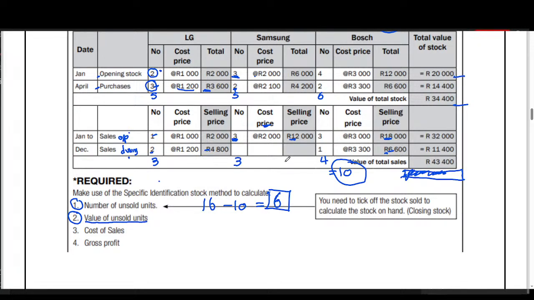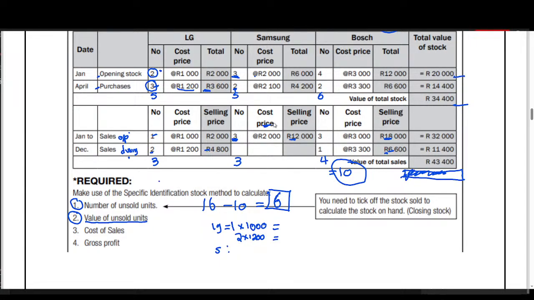Okay, so we start with LG again. How many items did we sell in LG? In LG, out of 2 units, we sold 1. So what was the cost price of this item? The cost price was 1,000. It will feel like we are repeating the same things, but it is not. Out of these 3 units, how many units were sold? We sold 2 units. And in those 2 units, what was their cost price? Their cost price is 1,200. Then we go to Samsung.